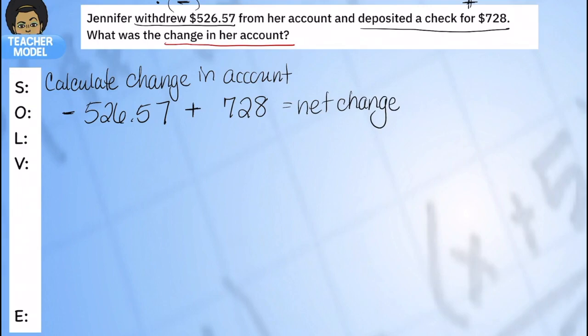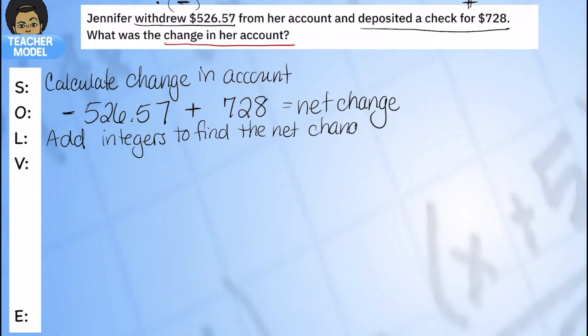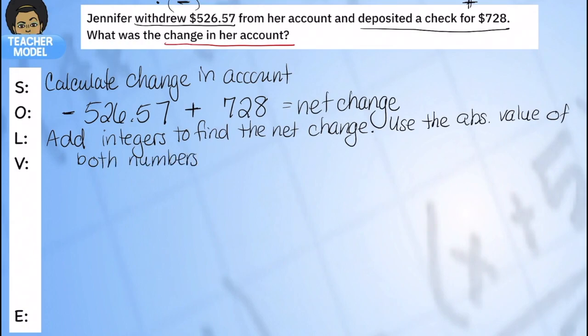All right, so L, what's our plan for this? We're going to add integers to find the net change. It's just one step. However, I know I have a positive and a negative integer, so because they're positive and negative, I'm going to use the absolute value of both numbers and calculate the difference and find the difference.